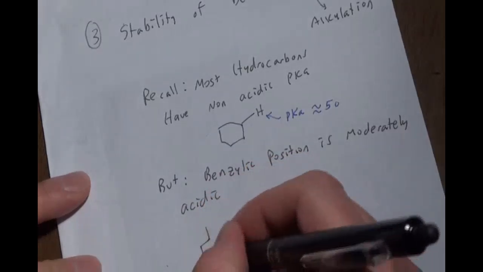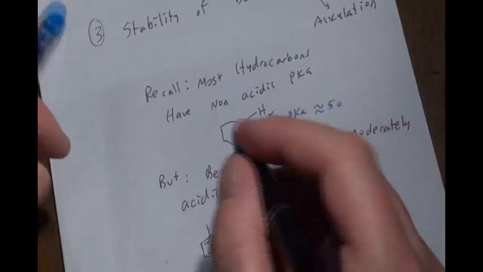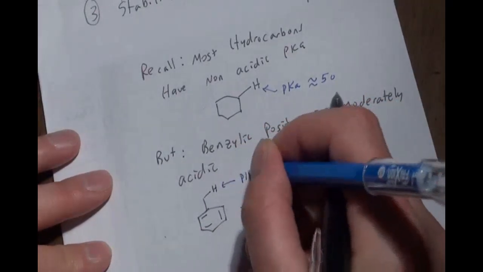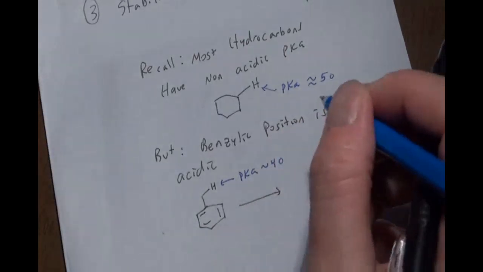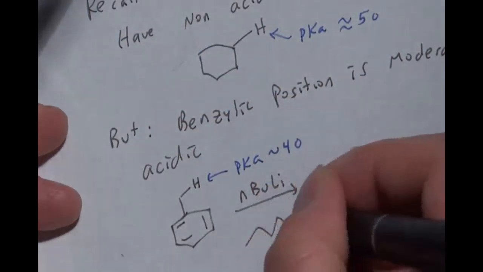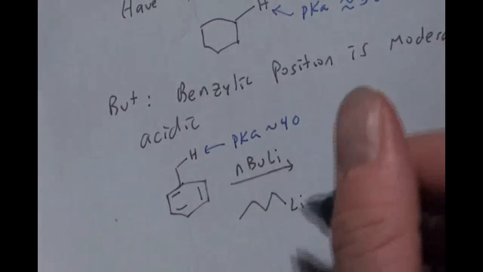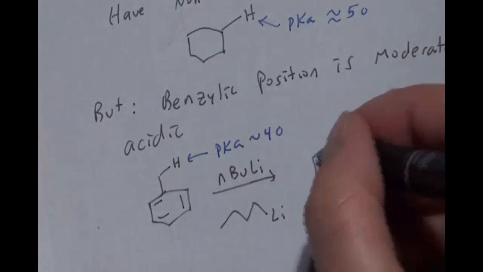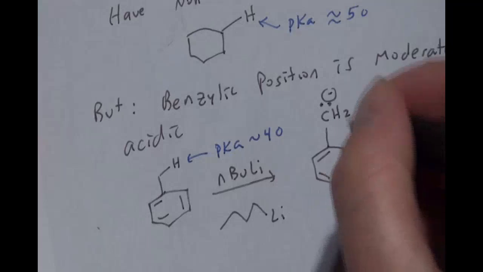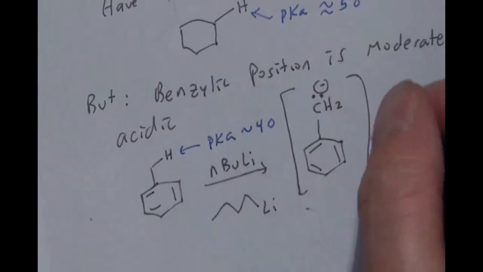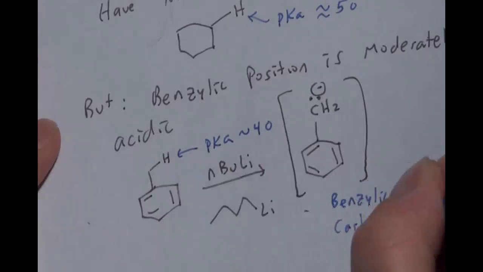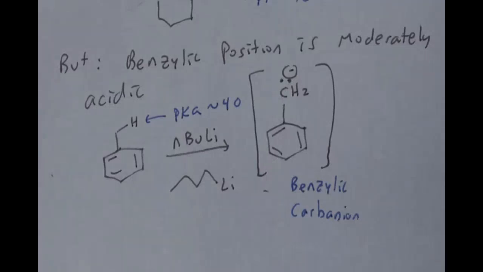So the pKa is not super low, but it's like 40. A pKa 40 proton can be taken off with a strong base, like n-butyl lithium, which is one of our super bases. So it will rip off that proton, and that'll give us CH2 with a negative charge, a benzylic carbanion. And it's a resonance stabilized thing.